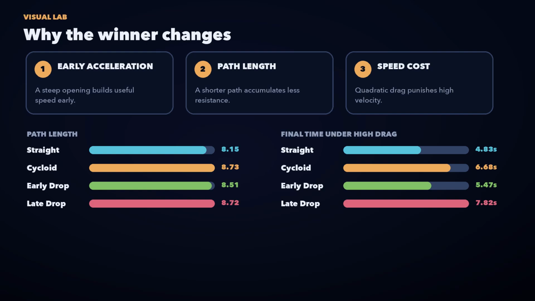Orange dominates the first effect. Blue dominates the second and avoids the worst of the third. Green sits between them, so it becomes the temporary winner before the straight line takes over. The red late drop curve has neither early speed nor minimum distance, which is why it remains behind. The animation is not choosing a winner for drama. It is displaying the finish times produced by the same numerical integration used to generate this script.